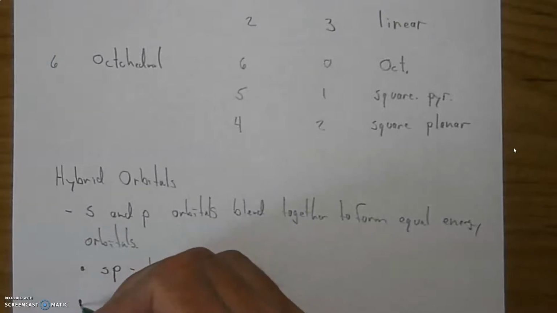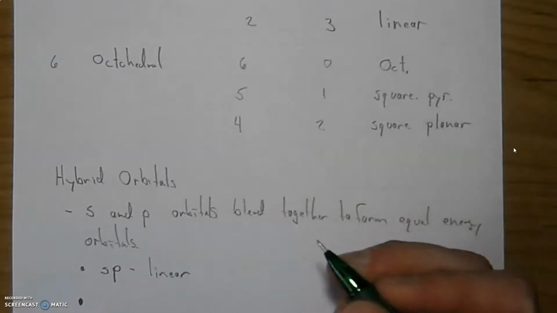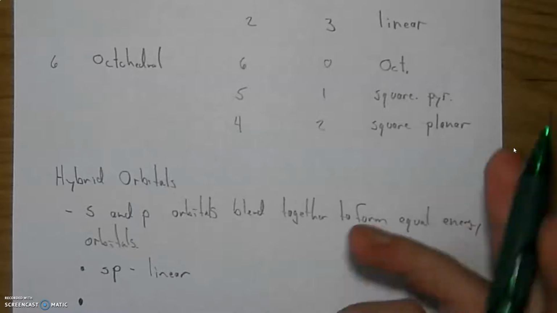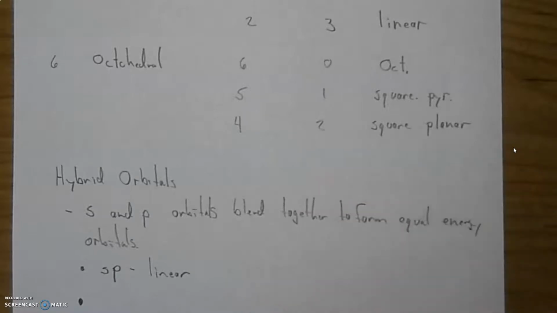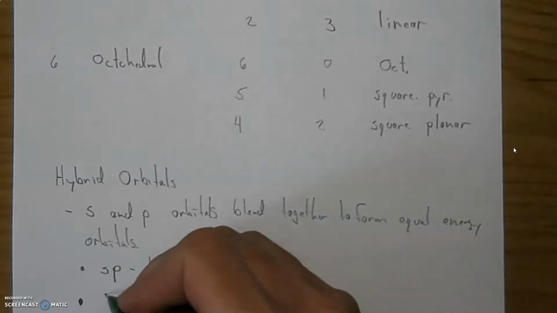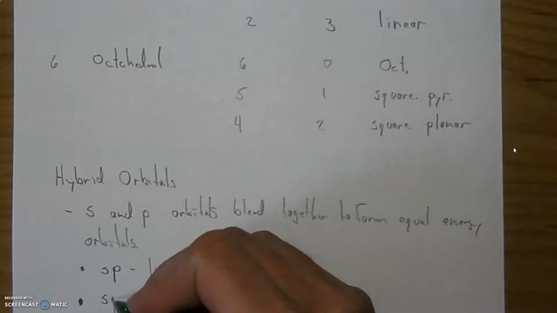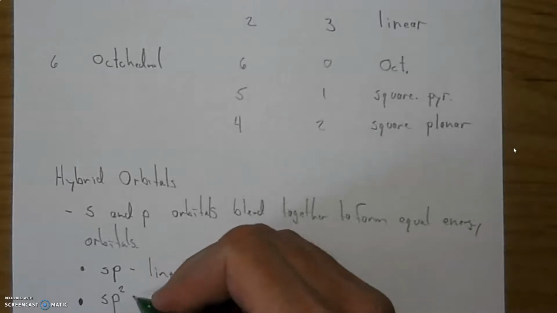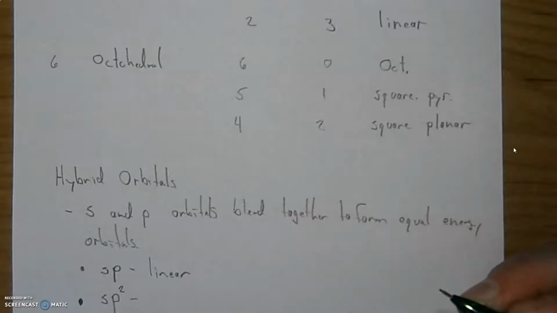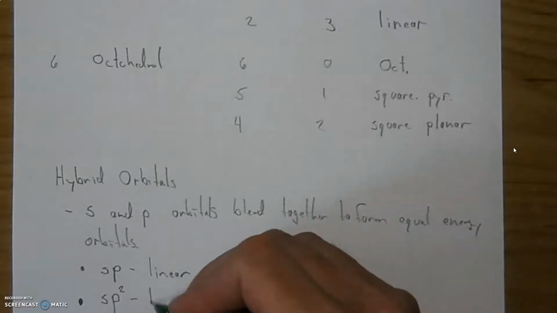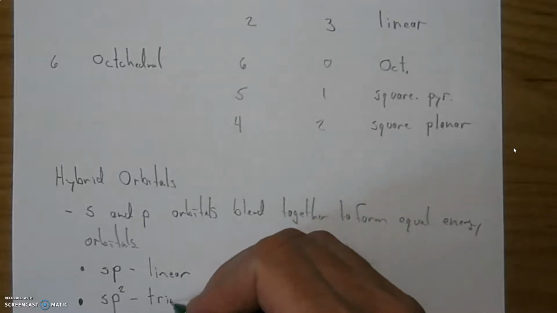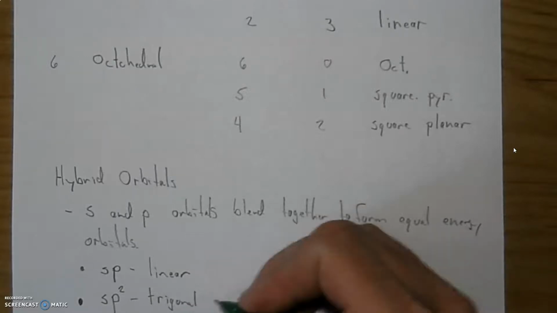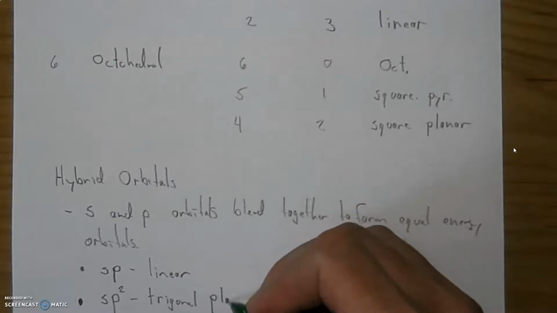If I have two of the p orbitals that blend together with the s to form three identical locations, so the s and two of the p's hybridize together to give you a shape, that shape will be trigonal planar.